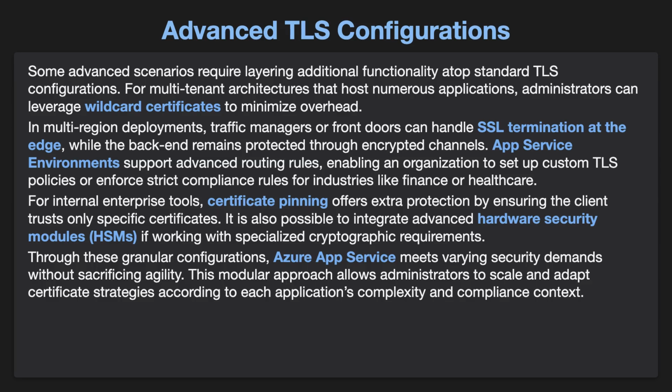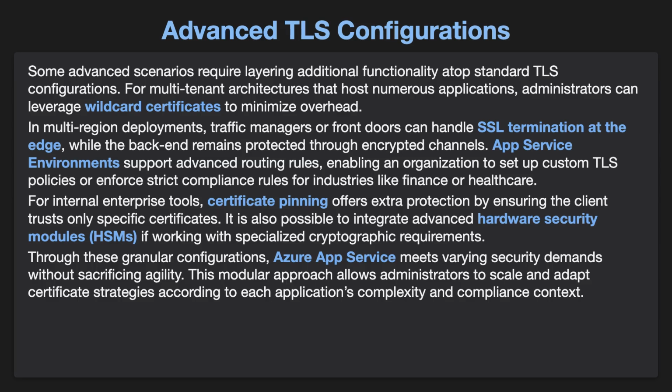For multi-tenant architectures that host numerous applications, administrators can leverage wildcard certificates to minimize overhead. In multi-region deployments, traffic managers or front doors can handle SSL termination at the edge, while the backend remains protected through encrypted channels. App service environments support advanced routing rules, enabling an organization to set up custom TLS policies or enforce strict compliance rules for industries like finance or healthcare.